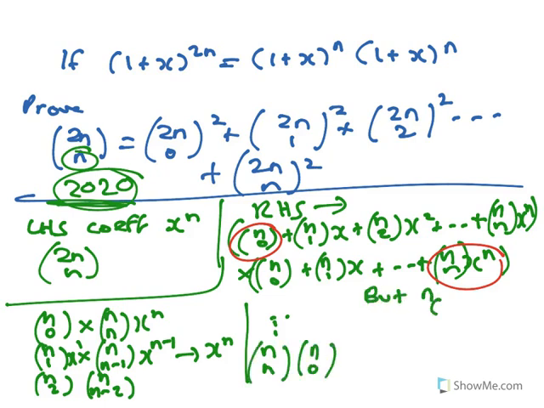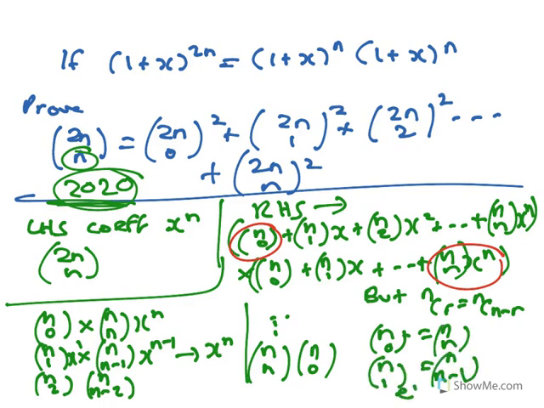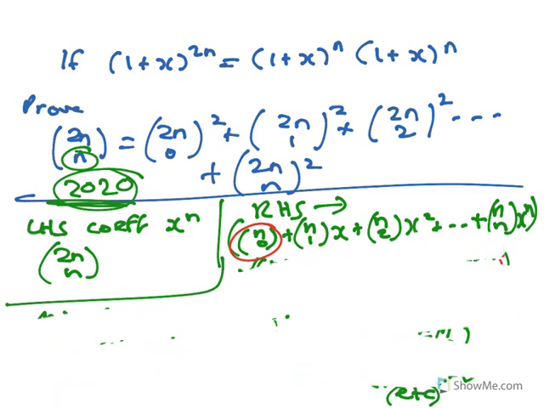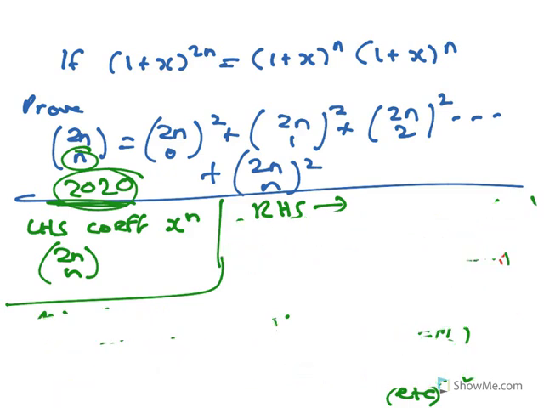But nCr equals nC(n-r). So nC0 equals nCn, nC1 equals nC(n-1), etc. So that allows you to create the squares, and it means you can write the right-hand side with what's there. Once again, I can see in this question I've made that a 2. They should be n's.